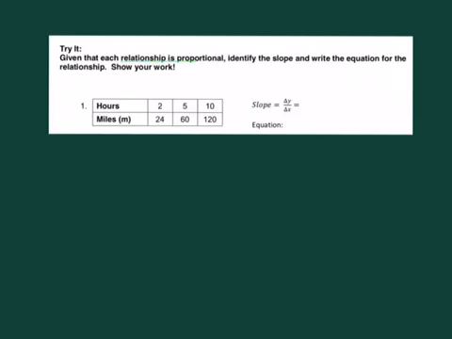If a relationship is proportional, you can look at any 2 points in the table. So let's take (2, 24) and (5, 60). Hours is your x value, your input. Miles is your output, y. We want to compare the change in y. So the change in y went from 24 to 60. So you can subtract those and you get 36.